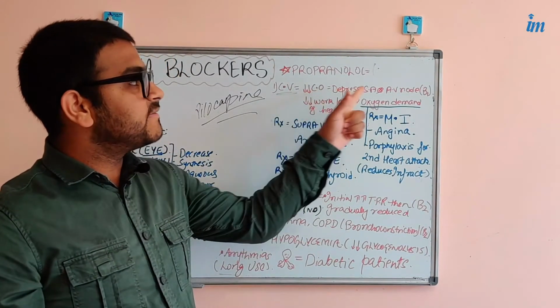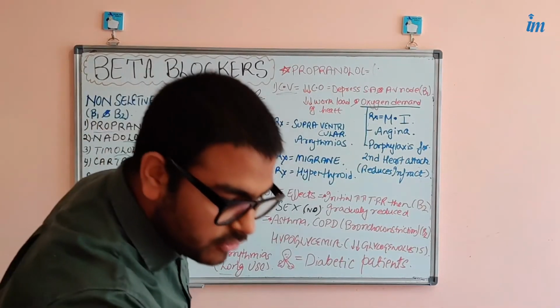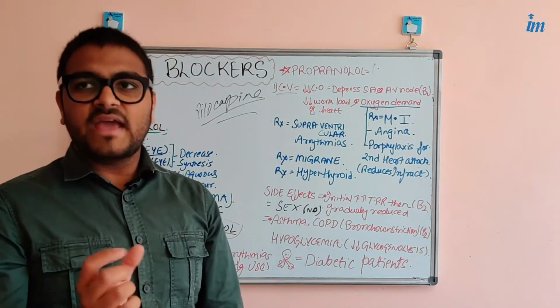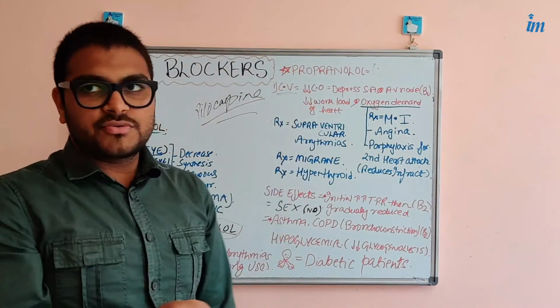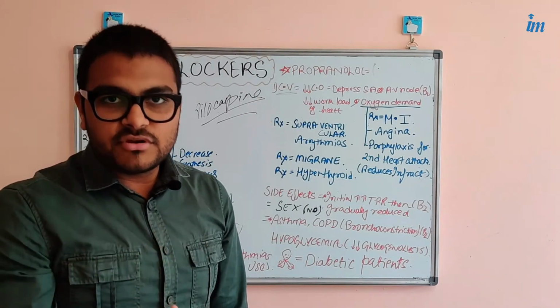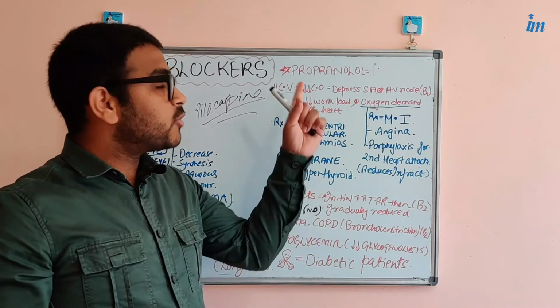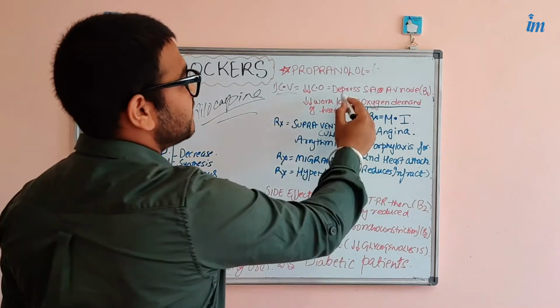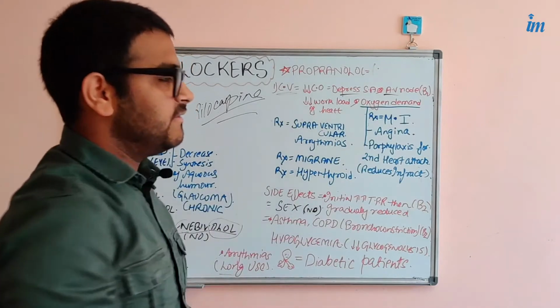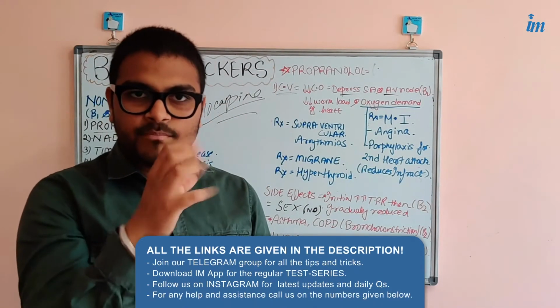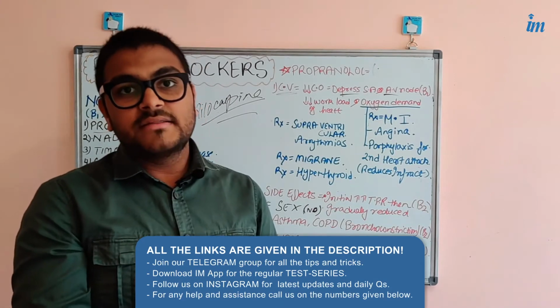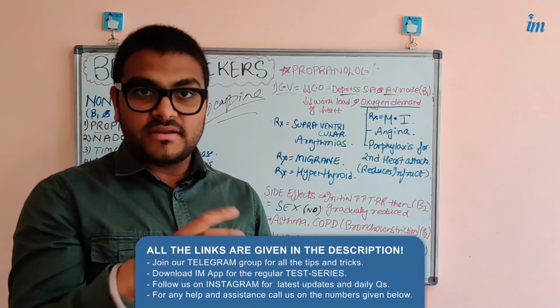It depresses the SA node and the AV node. We know the SA node and the AV node have the beta adrenergic receptors. So it binds to the beta adrenergic receptors in the SA node and AV node. So this drug propranolol is depressing the AV node activity and the SA node activity. So the impulse transmission from the SA node to the AV node will be decreased, and the cardiac output will decrease.